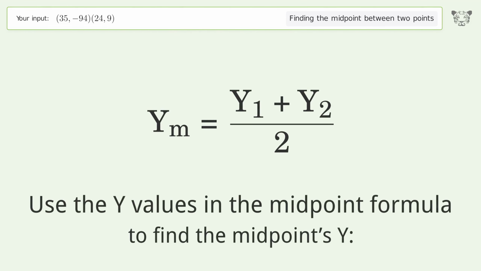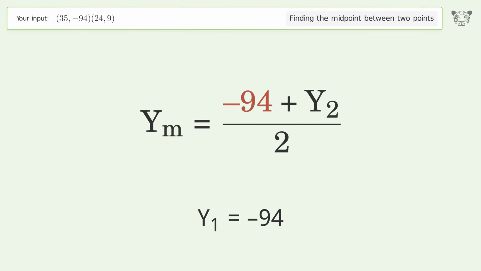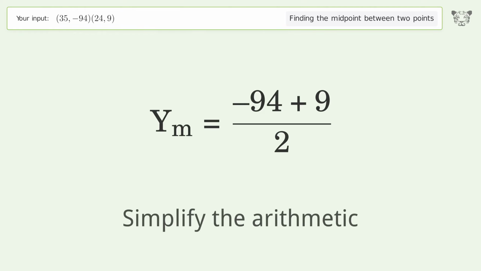Use the y values in the midpoint formula to find the midpoints y. y1 equals negative 94. y2 equals 9. Simplify the arithmetic.